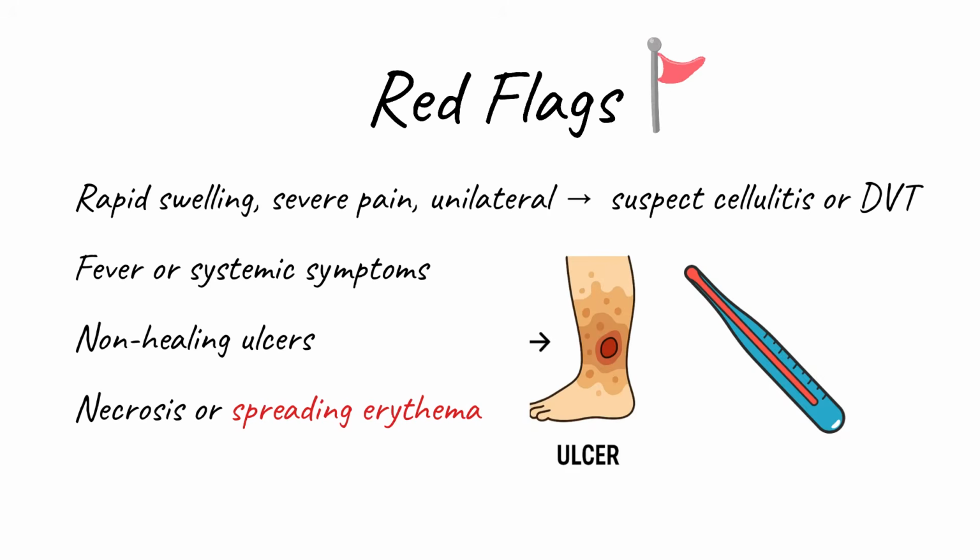Red flags. Always watch for red flags. Rapid swelling, severe pain, and symptoms that affect only one leg may suggest cellulitis or deep vein thrombosis. Fever or systemic illness, non-healing ulcers, necrosis, or spreading erythema are also warning signs that require urgent evaluation.